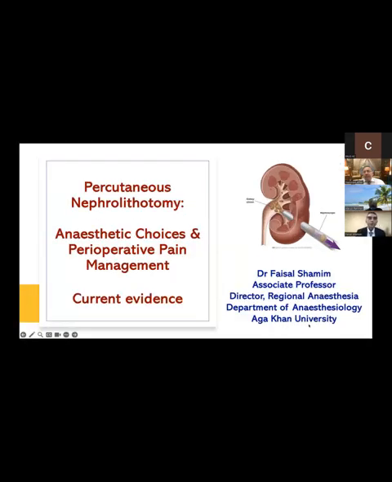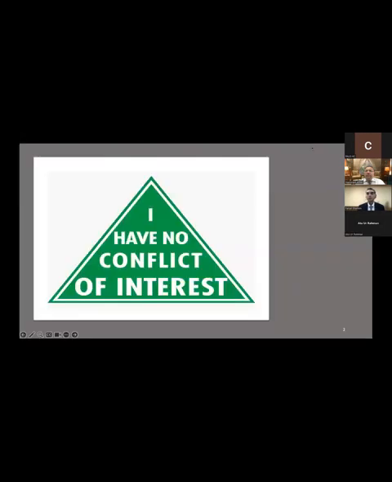So, percutaneous nephrolithotomy. I'm going to talk a little bit about the anesthetic choices and then the perioperative pain management, current evidence about these blocks, and how we could minimize the postoperative pain. I have no conflict of interest.